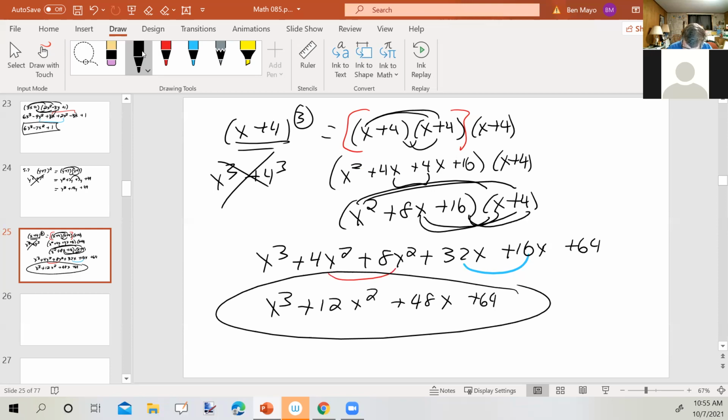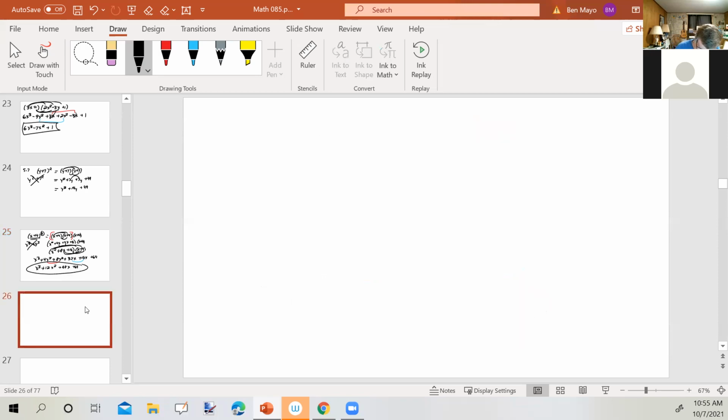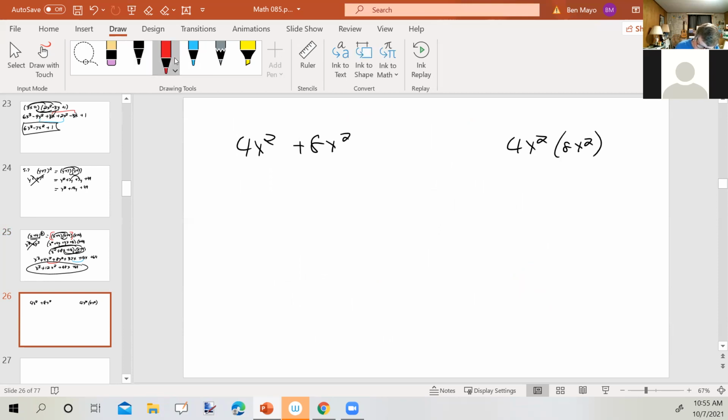Be careful, because let's say you've got this versus this. Here, you're adding, so you'd add like terms and you'd get 12x squared. Here, you're multiplying, so you get 32x to the fourth. So you've got different rules for different operations, so be really careful with that. Okay.